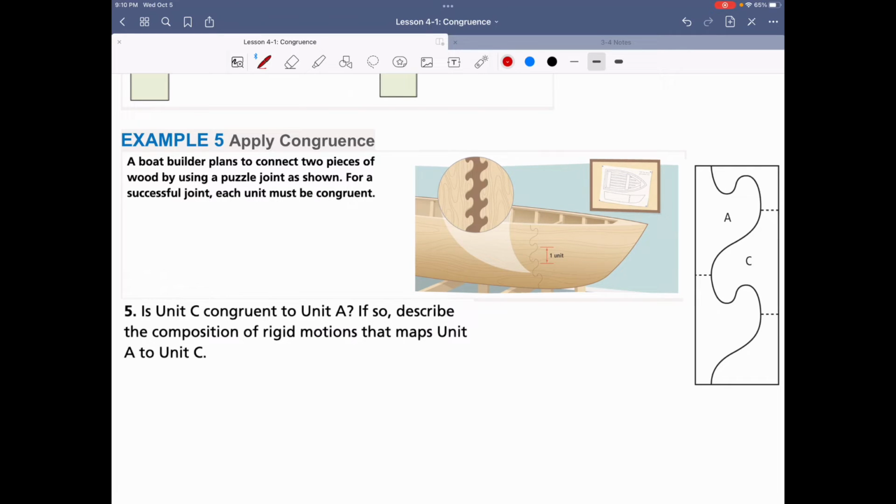So are these pieces, so here's A, and here's C. Are those two pieces congruent? And if so, what composition of rigid motions maps unit A to unit C?